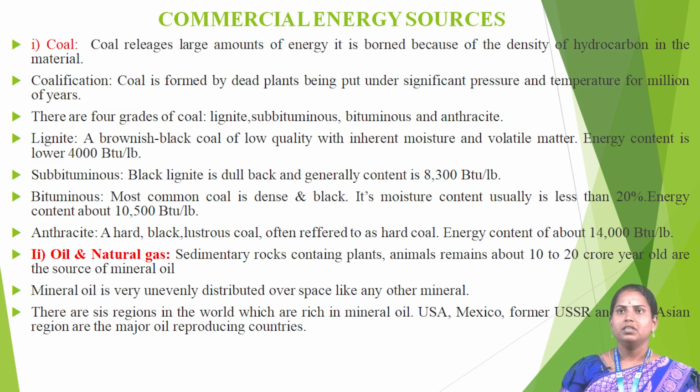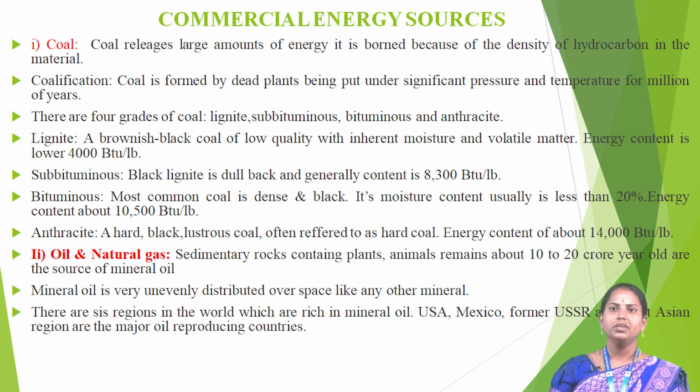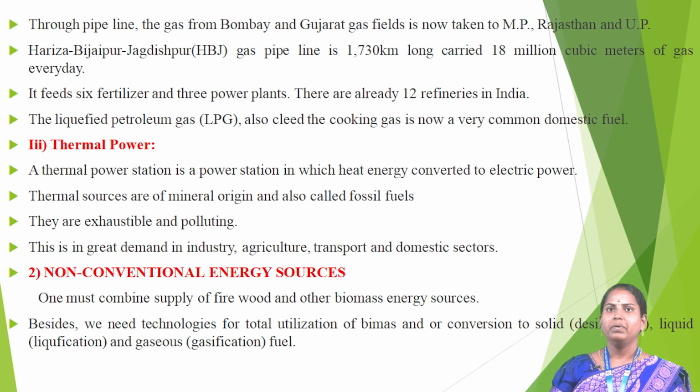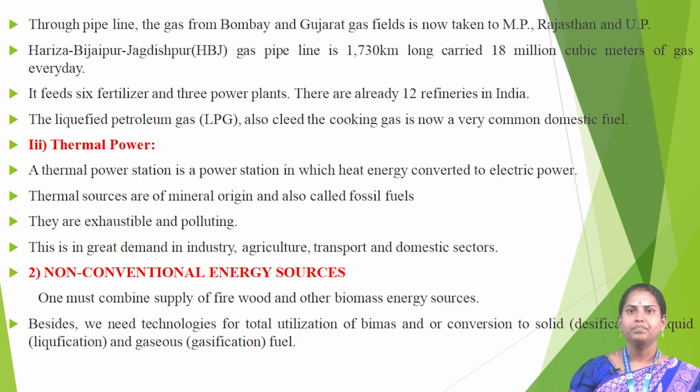Natural gas is really a mixture of gases that formed from the fossil remains of ancient plants and animals buried deep in the earth. In India, gas is a natural gift. The main ingredient in natural gas is methane. Natural gas has been used both as an energy source and also an industrial raw material in the petrochemical industry. The gas is also used for fertilizer plants. Through pipelines, the gas from Bombay and the Gujarat gas field is now taken to MP, Rajasthan and UP.